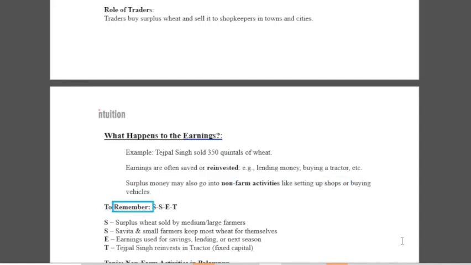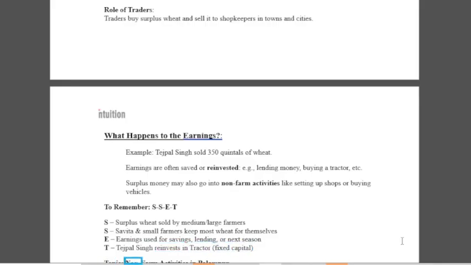To remember: SSETS. S: Surplus wheat sold by medium-large farmers. S: Savita and small farmers keep most wheat for themselves. E: Earnings used for savings, lending, or next season. T: Kejpal Singh reinvests in tractor, fixed capital.